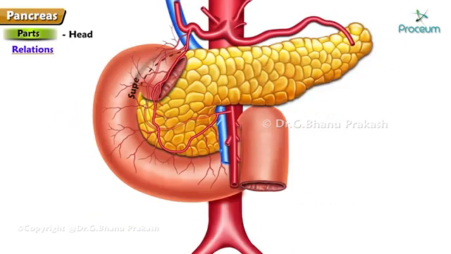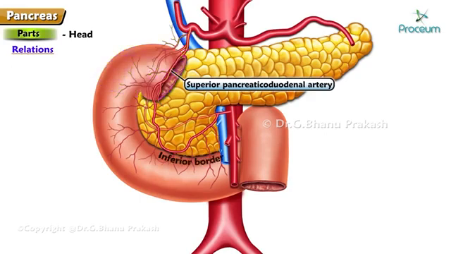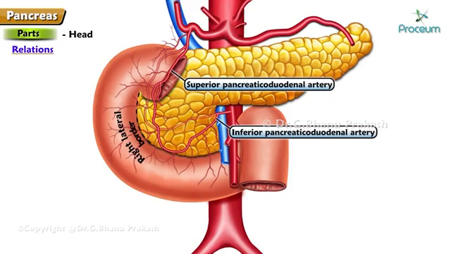Relations. Superior border is related to the first part of the duodenum and the superior pancreatico-duodenal artery. Inferior border is related to the third part of the duodenum and the inferior pancreatico-duodenal artery. Right lateral border is related to the second part of the duodenum and the anastomosis between the 2 pancreatico-duodenal arteries.